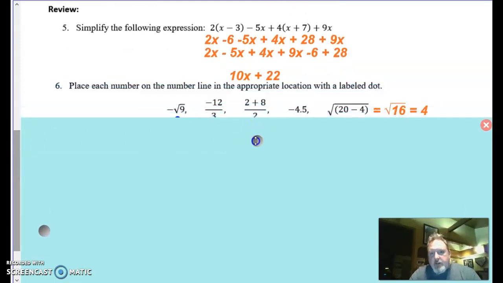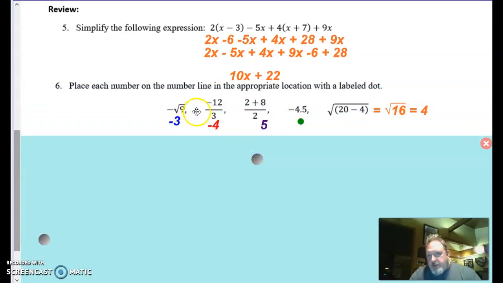Number 6. So we have these expressions here. Negative 4.5, that's already in simplest form, so we can leave that one alone. The rest of these we're going to have to evaluate. And so the square root of 9 is 3. So negative of that is negative 3. Negative 12 divided by 3 is negative 4. This is 10 over 2, which is 5. And this is the square root of 16, which is 4.